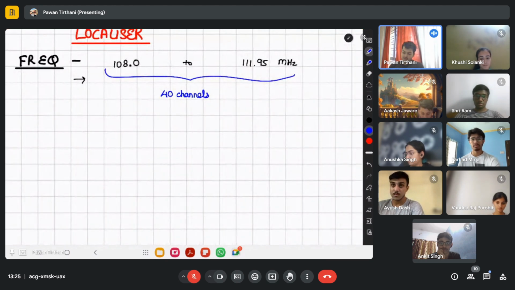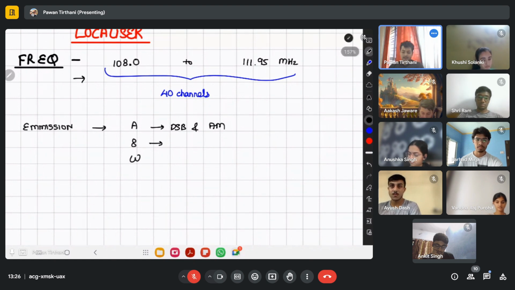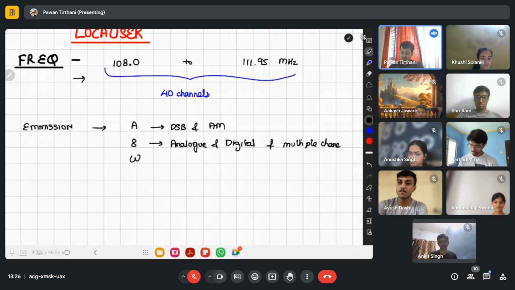So we were talking about the emission designator. Regarding the emission designator, it stands for Alpha 8 Whiskey. Alpha means double sideband and amplitude modulation. 8 means it has both analog information and digital information, and there can be multiple channels, analog plus digital signals. Whiskey means it's a composite system.